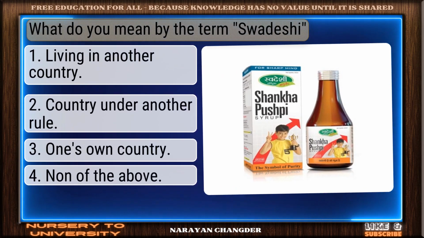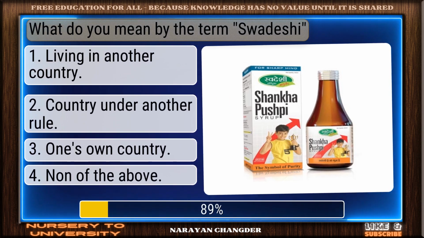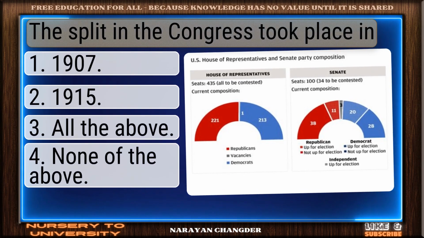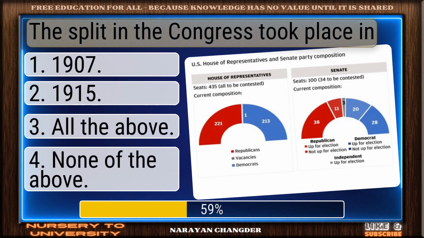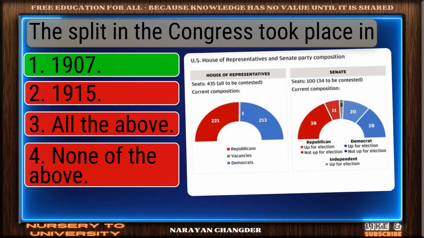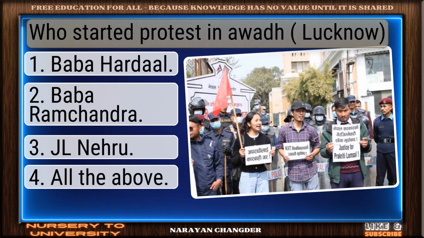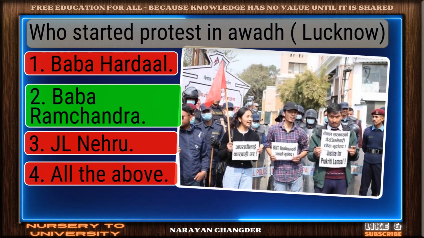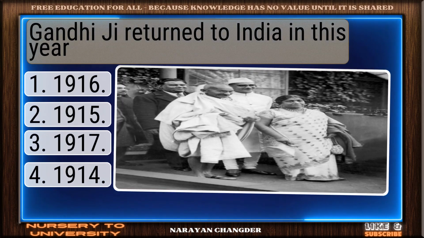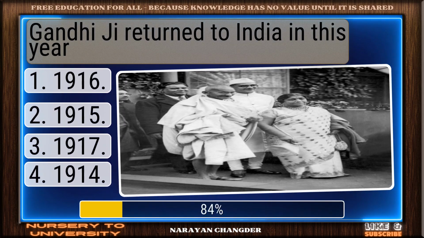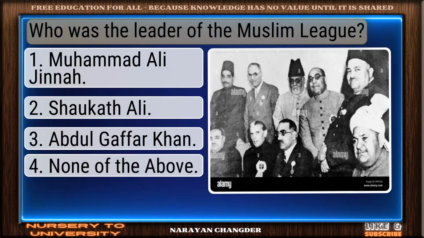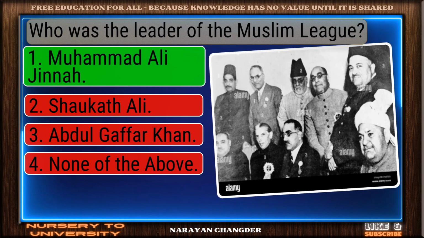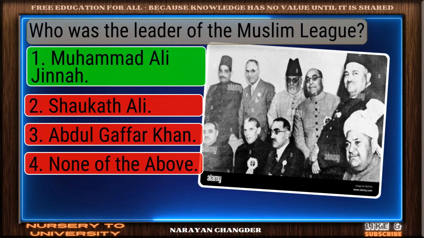What do you mean by the term Swadeshi? Right choice. One's own country is best. The split in the Congress took place in. On track. 1907 is. Who started protest in Awadh? Nicely done. Baba Ramchandra is solid. Gandhiji returned to India in this year. Strong choice. 1915 is. Who was the leader of the Muslim League? Exactly. Muhammad Ali Jinnah makes sense.